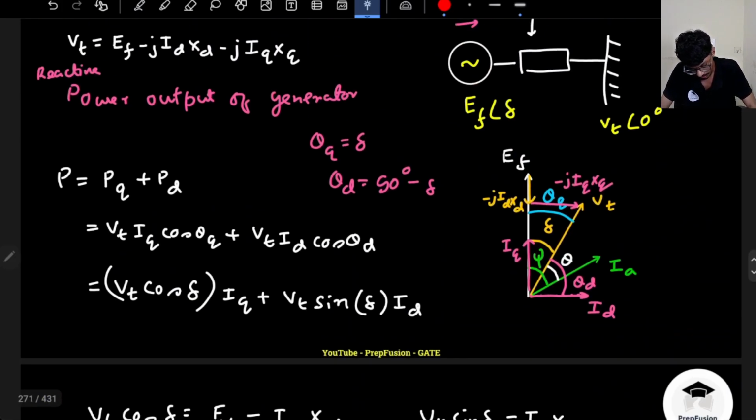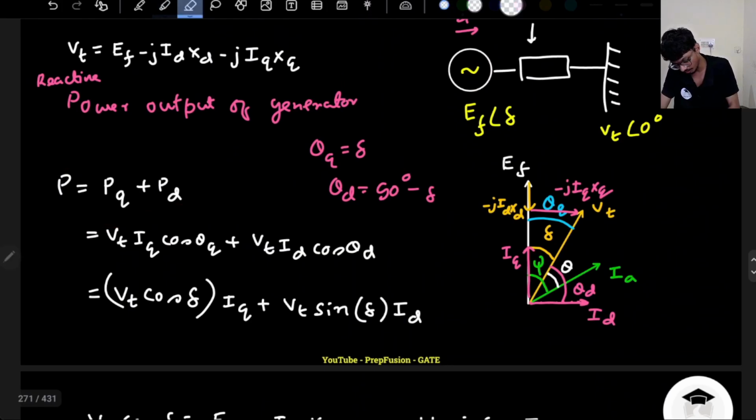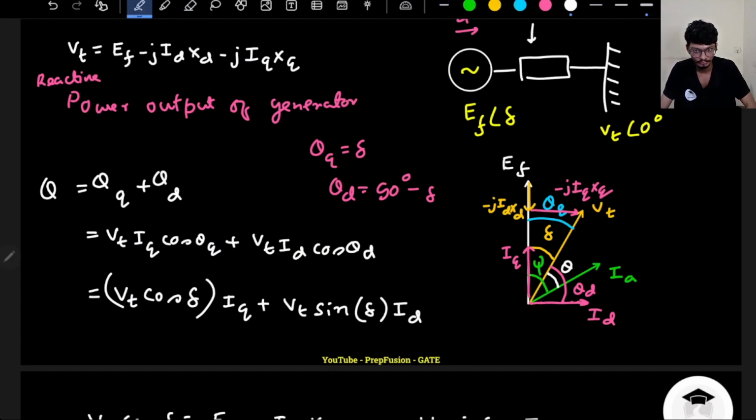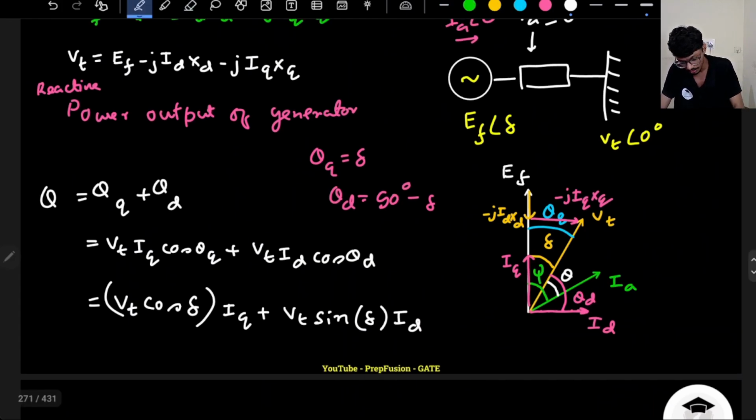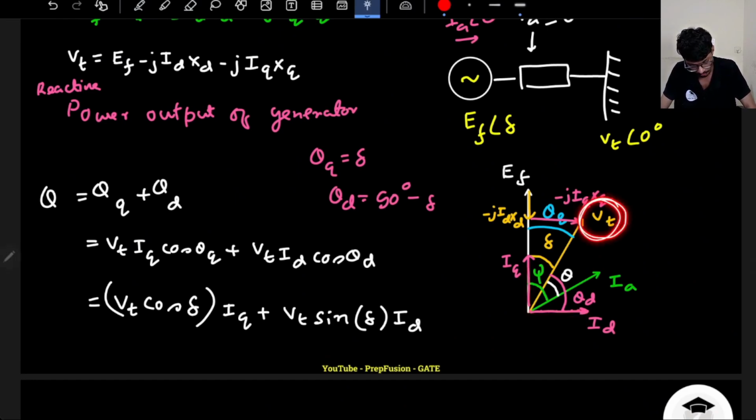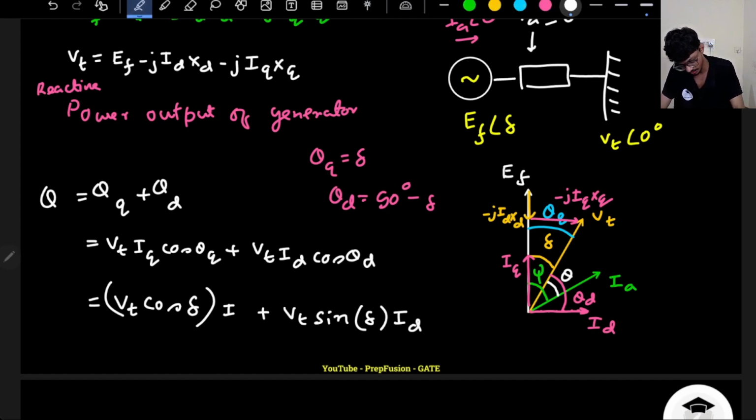So this was the formula for power. Now I want to write the reactive power. Reactive power will have two components: reactive power due to IQ and reactive power due to the direct axis current. ID is here, IQ is here. If I again make two components of VT cos delta, it is out of phase to ID. So ID into VT cos delta will give me one of the reactive power components. I hope you are understanding.